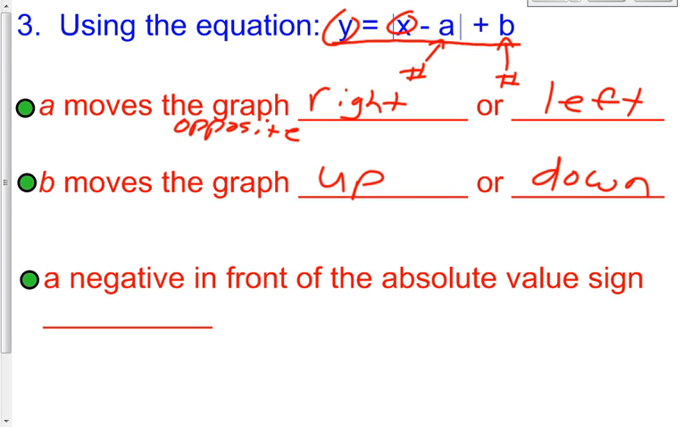This one, you don't take the opposite. If it's a minus 3, you go down 3. If it's a positive 4, you go up 4. You do what is written.